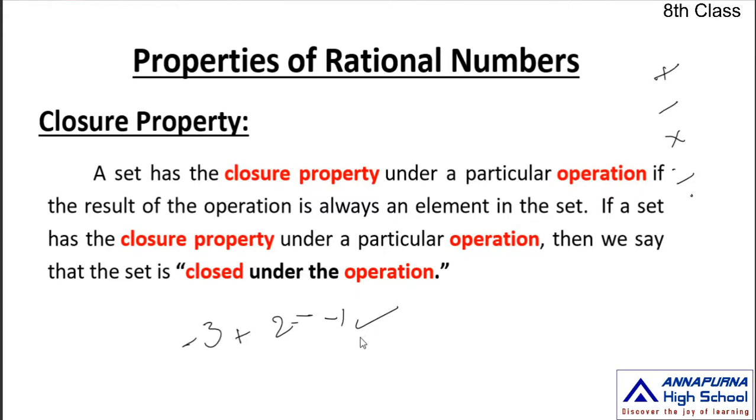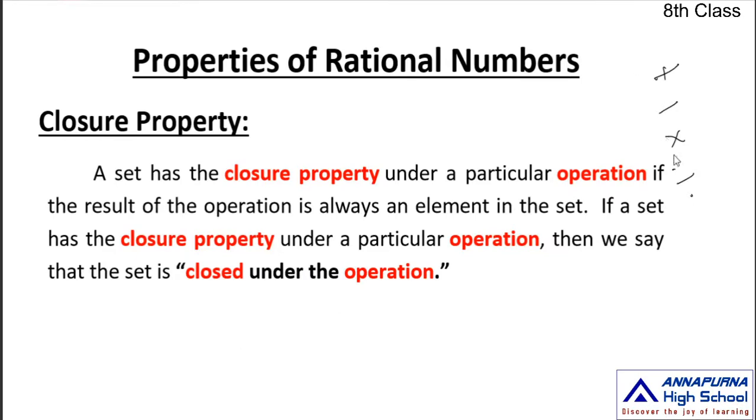That means the collection of integers is closed under the operation addition. Here we are verifying only addition. The sum of two integers, the sum means addition. So instead of addition, let us take subtraction. If you subtract one integer from another integer, what is our result? Again you get an integer. That means integers are closed under subtraction.